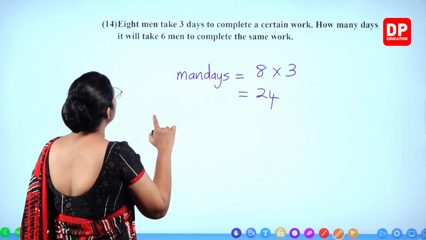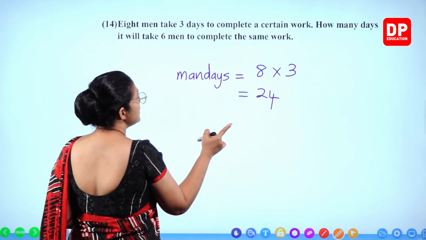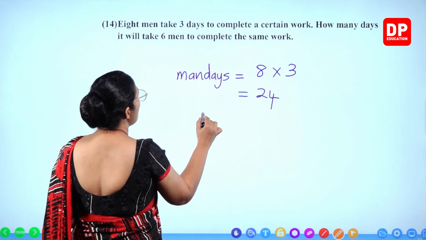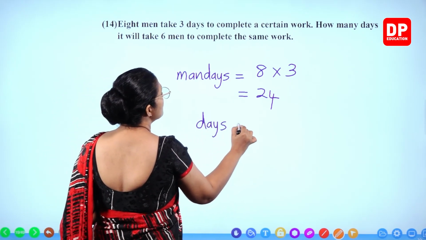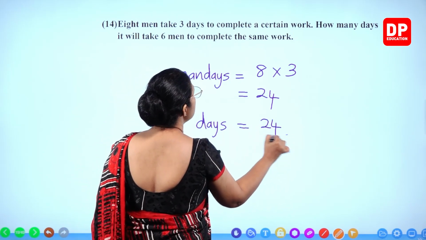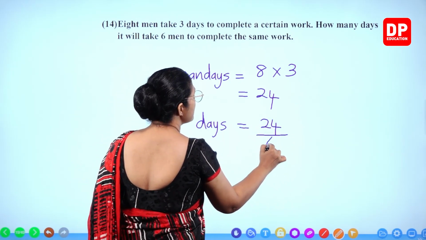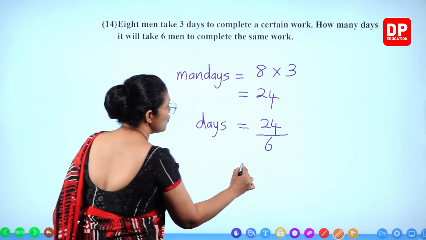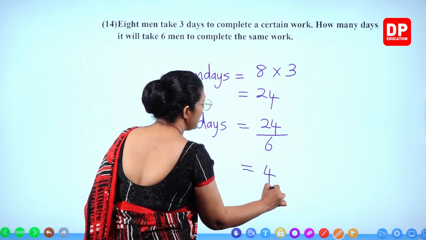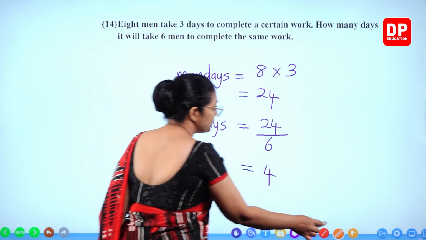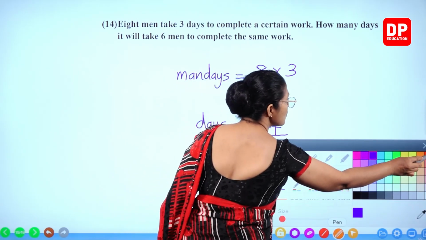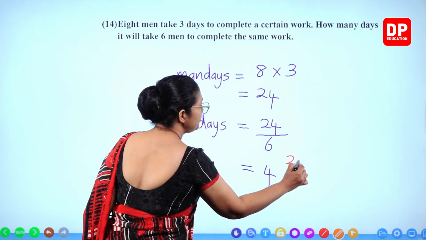How many days will it take 6 men to complete the same work? So the total is 24 man days, and now 6 men are there. When you divide, you get 4 days needed. So 2 marks for that.